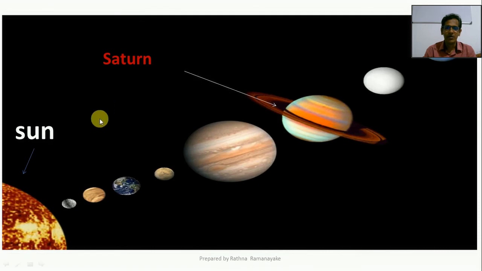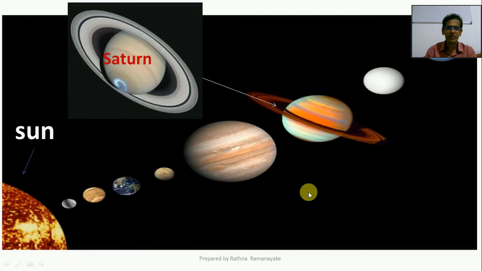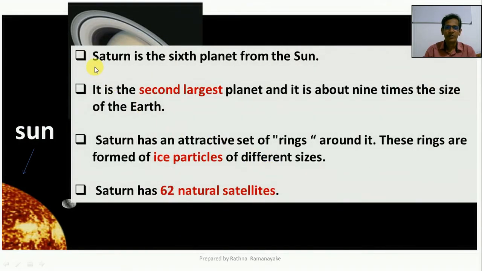Now let's talk about Saturn. It is a very beautiful planet in the solar system. It has a bright set of rings. Saturn is the sixth planet from the Sun.